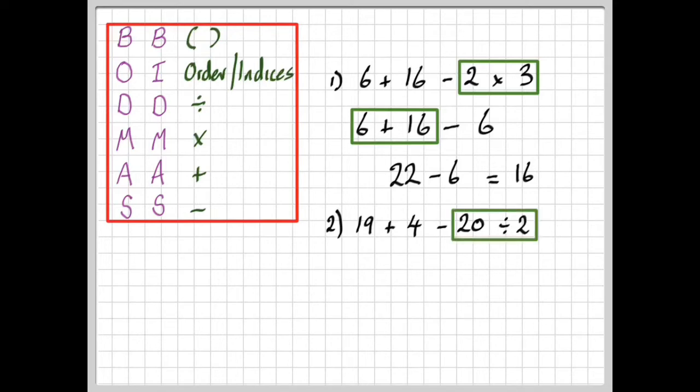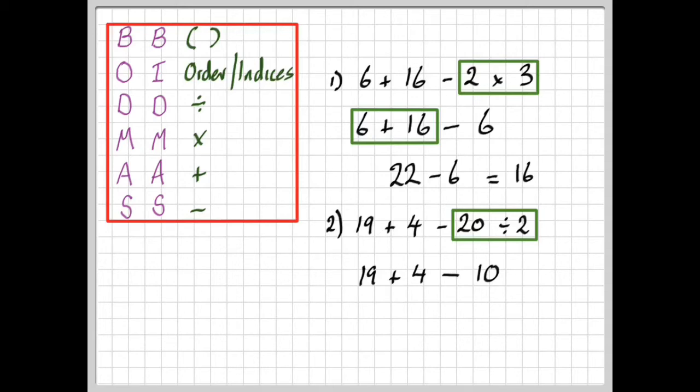So we look through our order list. There are no brackets, there's no order, but there's that division. So that's the first thing we're going to do. And 20 divided by 2 is 10. Then I write in all of the things that I haven't used. And then, well, I've used the division.